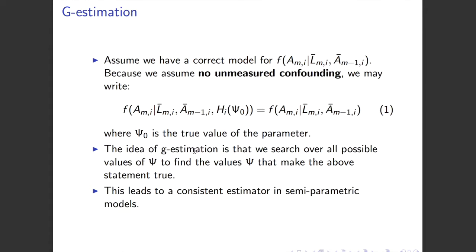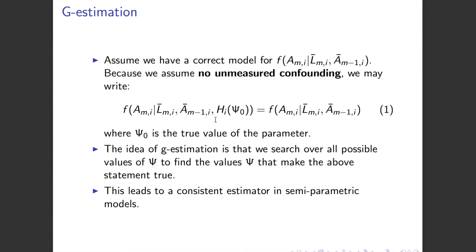In G-estimation, we actually assume a model for our treatment given the past treatment history and the past covariate history. What's the probability you are being treated right now? We are putting a model on this. And assume we have this correct model, because we have no unmeasured confounding. Well, we have sequential randomization, right? That's a generalized version of no unmeasured confounding. Basically it gives you some independence conditions.